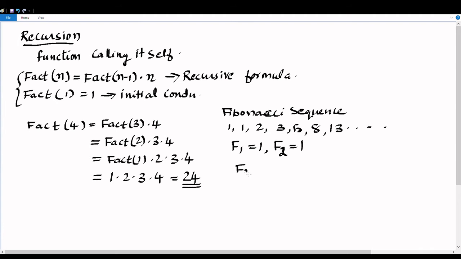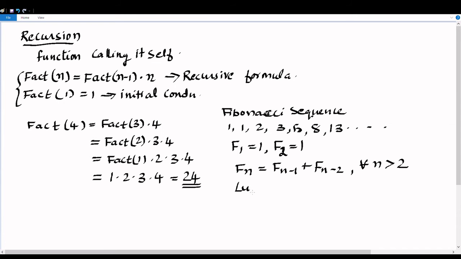And f of n, the nth Fibonacci number, is equal to f of n minus 1 plus f of n minus 2 for all n greater than 2. Using this formula, summing the previous two Fibonacci numbers, we get the nth Fibonacci number. At a particular stage, the Fibonacci number can be calculated by adding the previous two in the sequence.